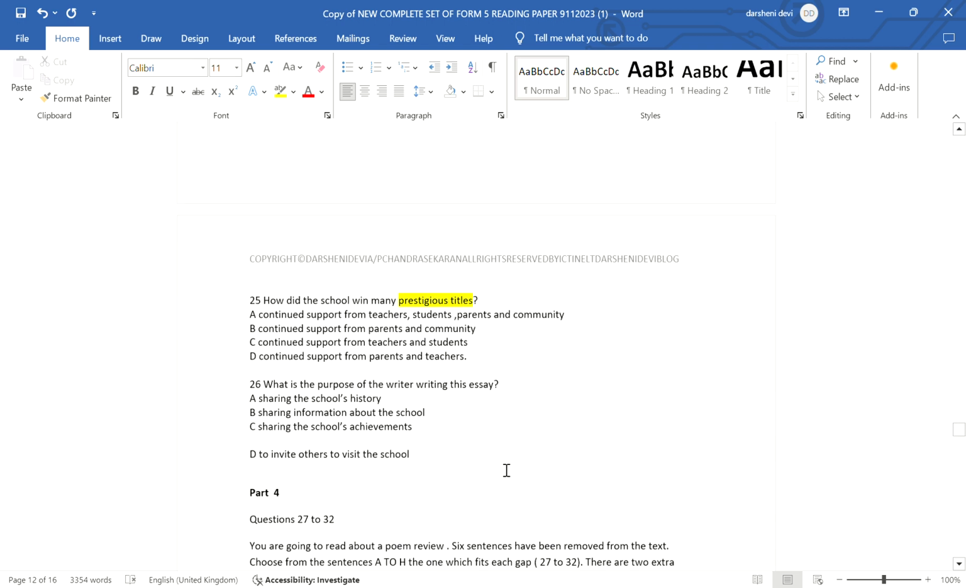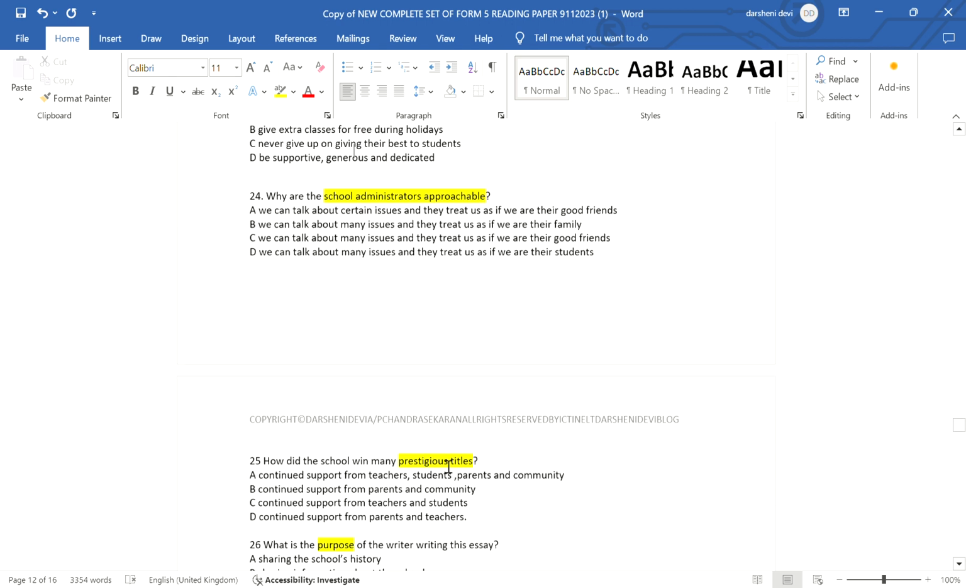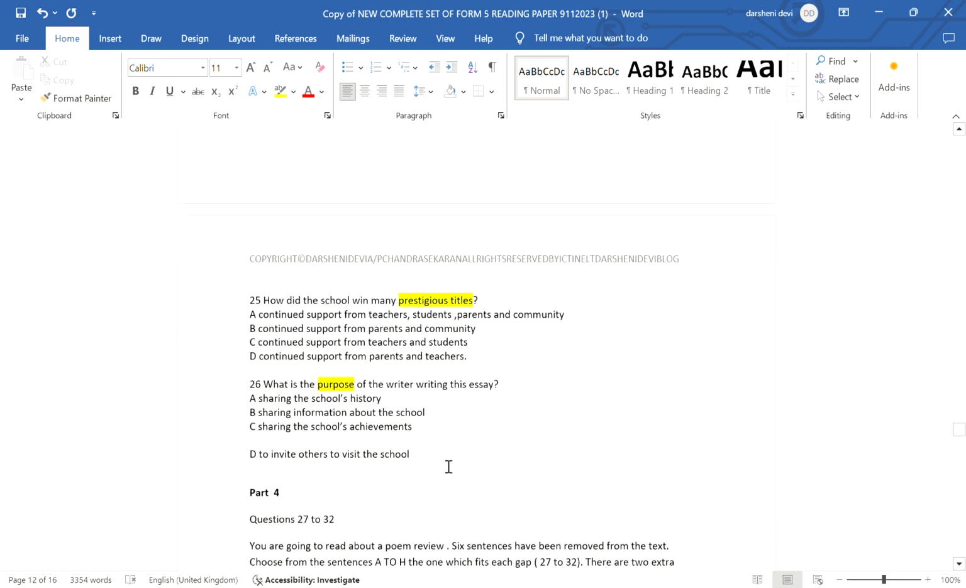And what is the purpose? Come back here again. They're asking about the purpose of the writer writing this essay. So we need to find out what the purpose is. Here: sharing the school's history, sharing information about the school, sharing the school's achievement. So history, information, achievement. Let's go back and see in the text, scroll up, to invite others to visit the school. These are some of the keywords. We can scroll up and find the answers in the text.